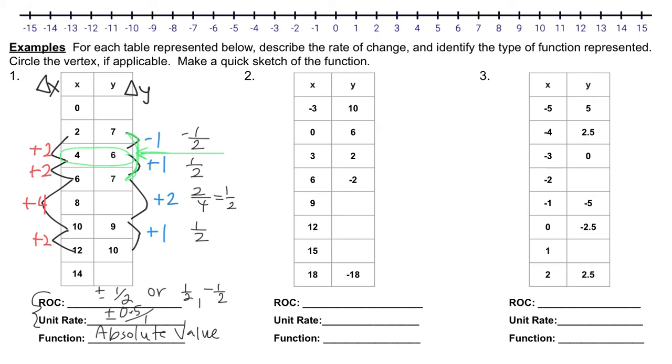Now it's time to fill in the blanks, and we know the pattern. We should be increasing or decreasing by 1. So if I'm going down the table, this is where my increasing graph is. This is going to be 7 plus 1 is 8. 8 plus 1 is 9. 9 plus 1 is 10. 10 plus 1 is 11.